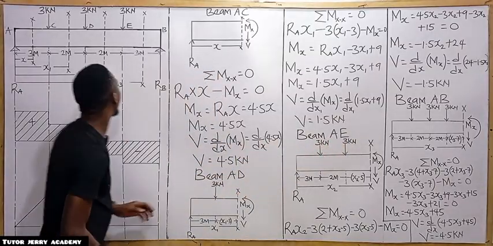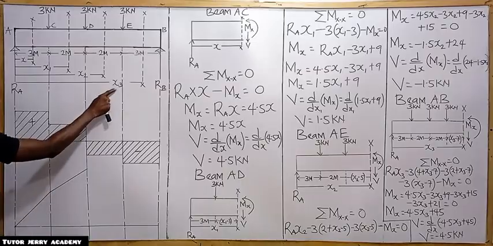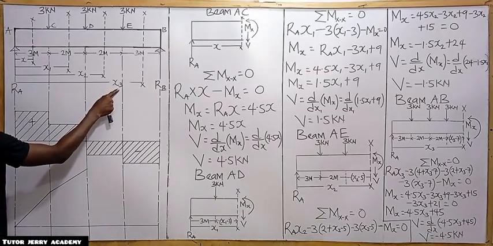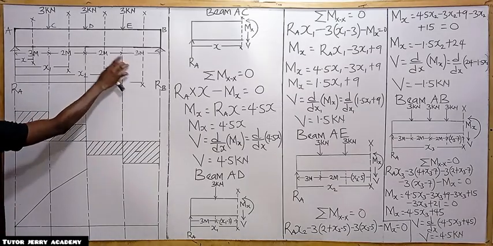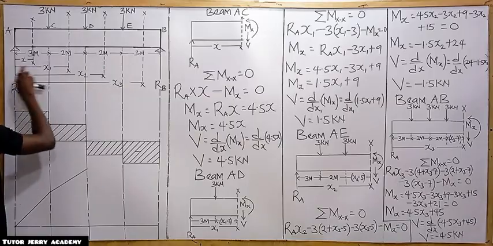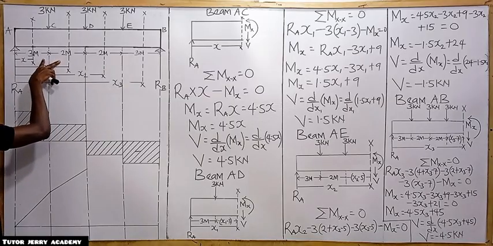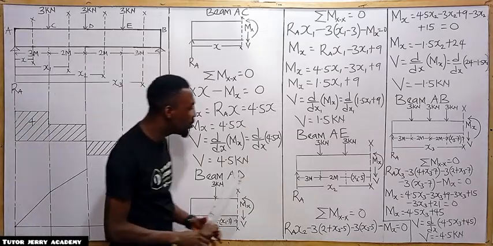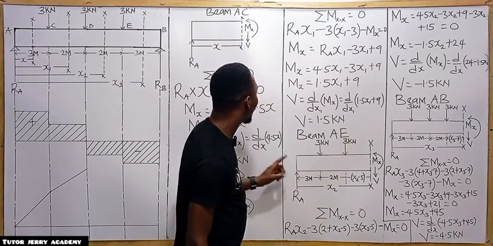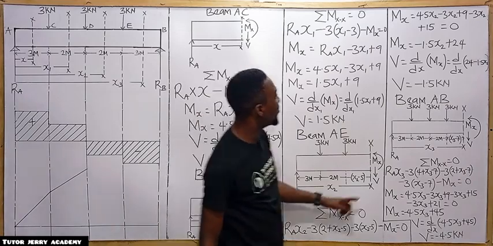Now, for us to get that, the total distance, our S3 from this point to this point, what is the value of our S3? Our S3 is going to be 5 plus 2, which is 7. So we are going to substitute S3 in the bending moment equation.